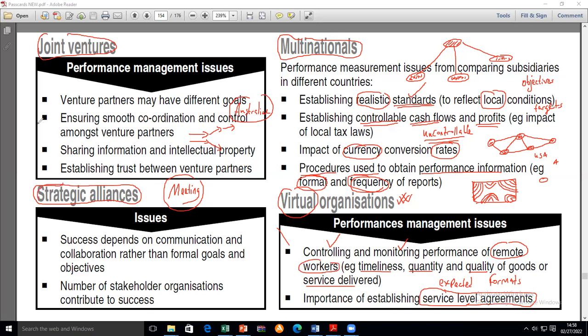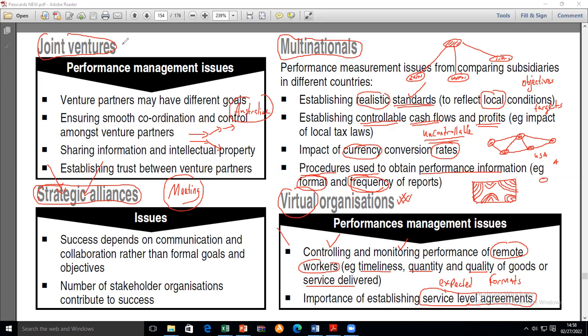If I win a contract, I win a big job, and I don't have equipment, I can ask you to come and provide me with some equipment. We can enter into an arrangement of some kind.